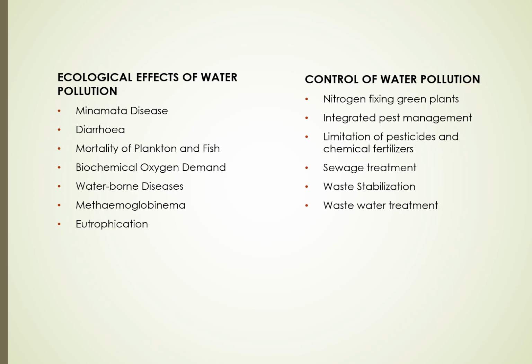Coming to the control measures, water pollution is controlled by the following methods. Nitrogen fixing green plants are used to improve the fertility of the soil. Integrated pest management should be adopted. Sewage water should not be allowed into rivers, ponds and reservoirs. The sewage water should be collected in separate tanks and treated. Wastewater is subjected to sewage treatment, recycling, or a water stabilization pond.